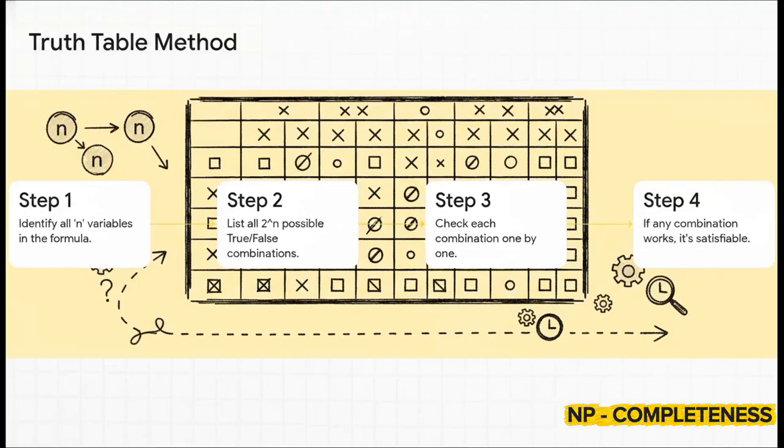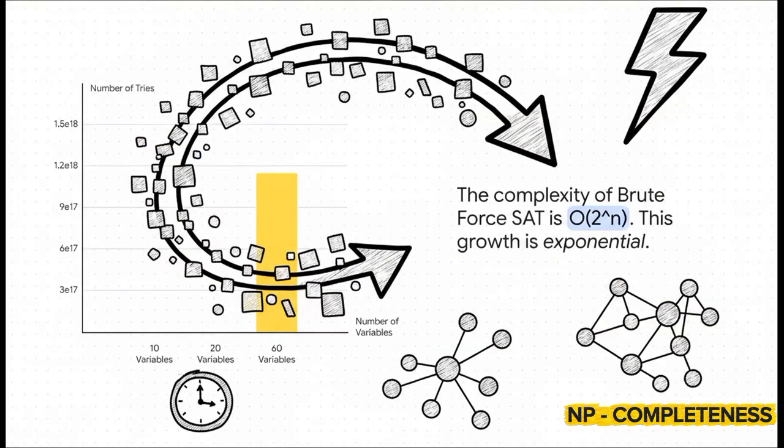Now, the brute force method, or the truth table method, is super simple, and it's guaranteed to work. You just identify all your variables, let's say there are n of them, then you make a giant table with every single possible combination of true and false. The number of rows in that table is going to be 2 to the power of n. Then you just go down the list row by row, checking each one. It's totally mechanical, but man, is it slow. And this is why it's a brick wall. Look at these numbers. If you have 10 variables, you've got about 1,000 combinations to check. Okay, a computer can do that. Now jump to 20 variables. Suddenly, you're at over 1 million combinations.